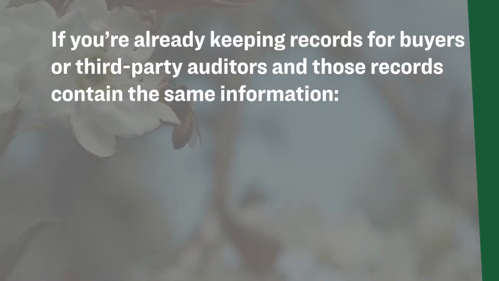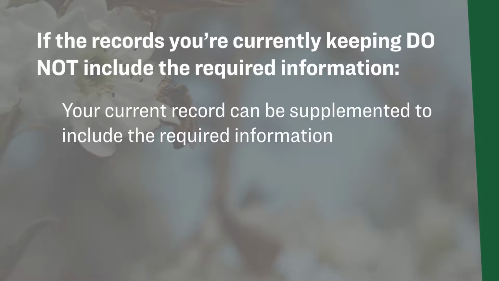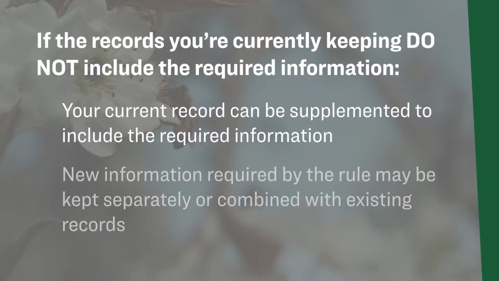If you're already keeping records for buyers or third-party auditors, and those records contain the same information that's required by the Produce Safety Rule, there's no need to duplicate the records. Simply provide the records you have when requested. If the records you're currently keeping do not include the required information, your current record can be supplemented to include the required information, or new information required by the rule may be kept separately or combined with existing records.